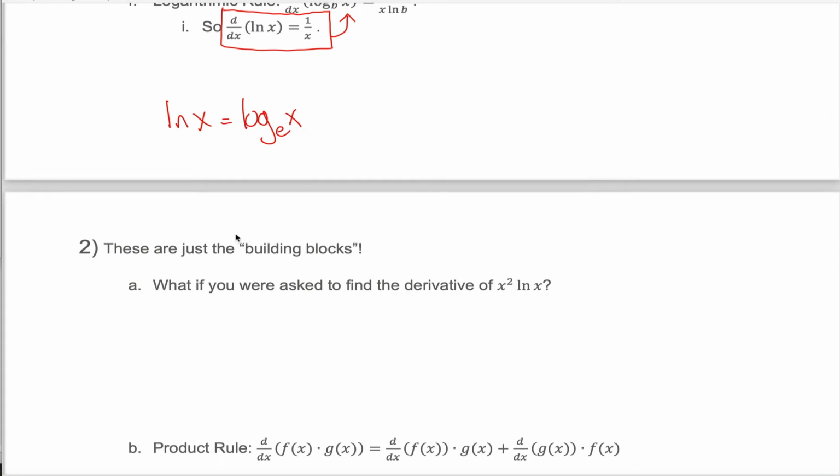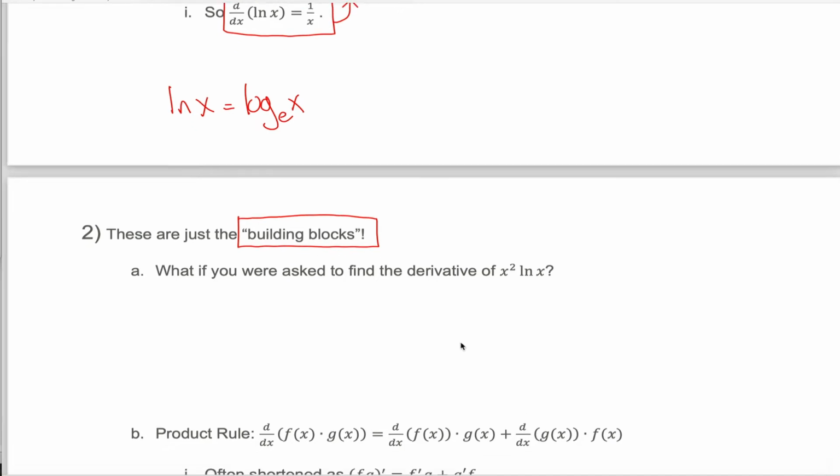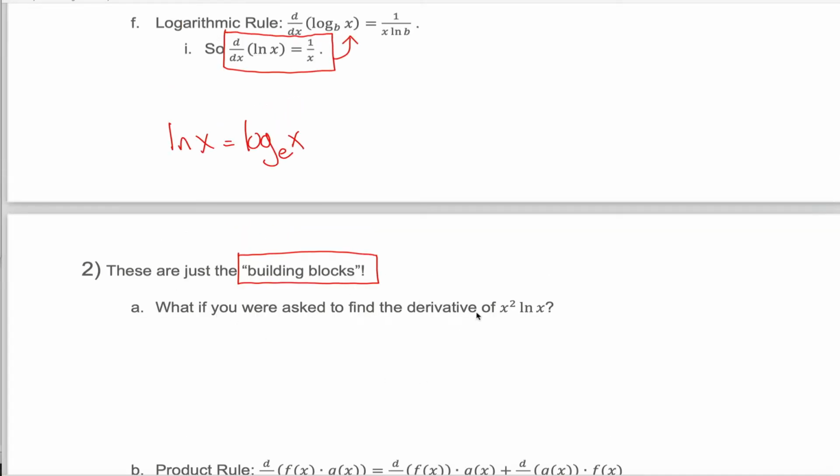All those rules that you just learned are often referred to as building block rules. They're kind of the pieces that we will need going forward. But think about if you were asked to find the derivative of x squared times the natural log of x. You might be like, well, this is easy. I know the derivative of x squared using my power rule is 2x. And I know the derivative of natural log of x, that was that one you tacked on at the end of the video last time. It's 1 divided by x times the natural log of e, or just 1 over x.